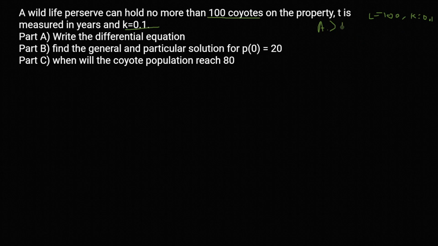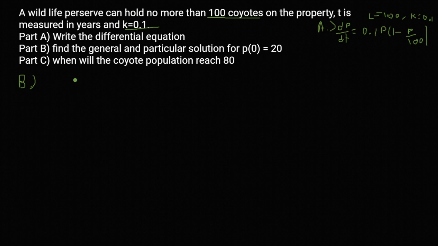So now we can just substitute that into our differential form. So dP/dt is equal to kP, so that's 0.1 times P, times 1 minus P over L, and L is 100. And A is as simple as that. Now for part B. And this is where it gets kind of weird.